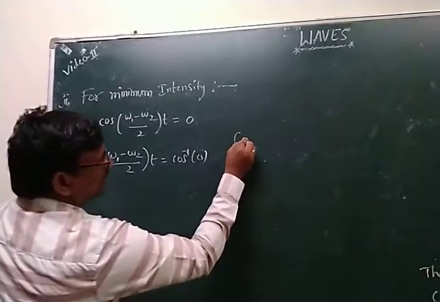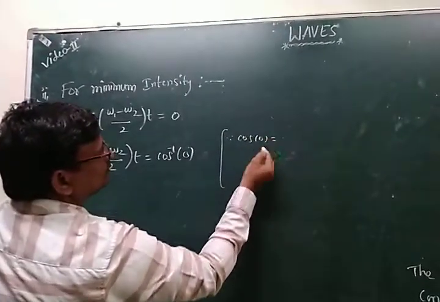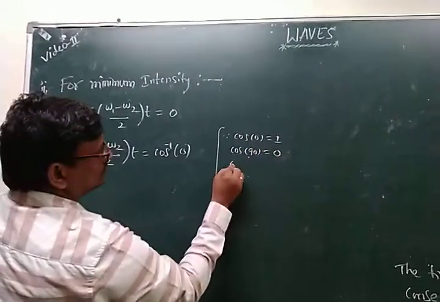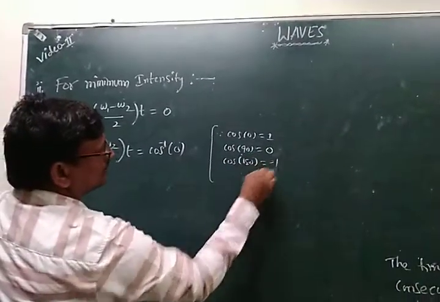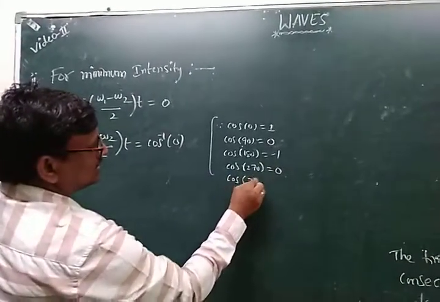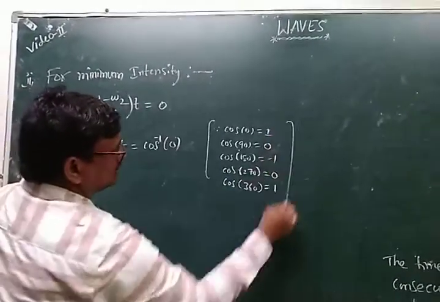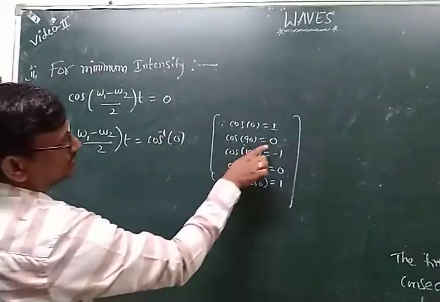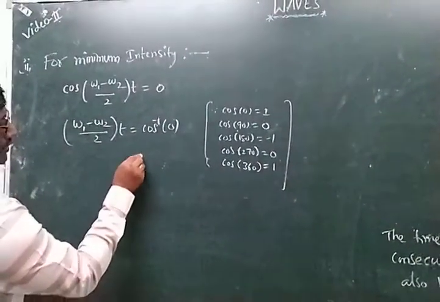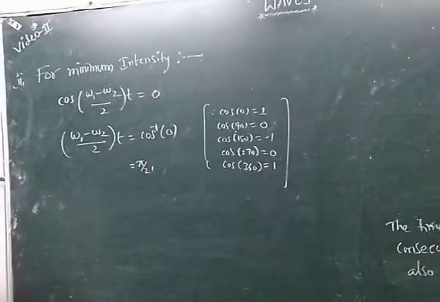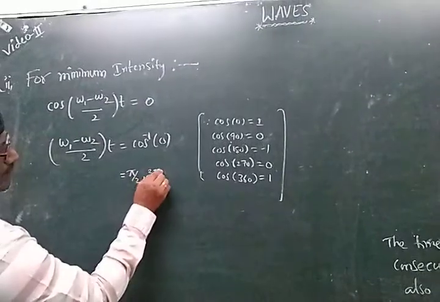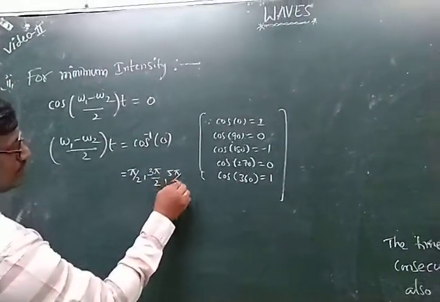Already we have seen the cos values. Cos of 0 is 1. Cos of 90 is equal to 0. Cos of 180 is equal to minus 1. Cos of 270 is equal to 0. Cos of 360 is again 1. So this is the value. The cos inverse of 0: whenever cos is 0, the angle is 90 degrees. The 90 is denoted by pi by 2. Next, at 270, which is nothing but 3 pi by 2, and pi by 2, and so on.